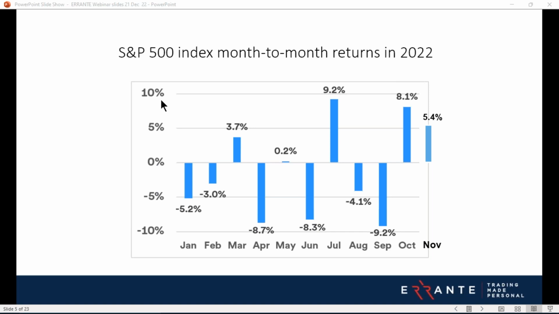The final key theme was the economic fallout from Russia's invasion of Ukraine.